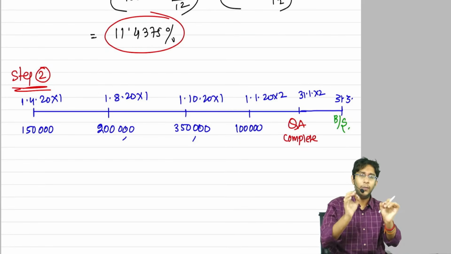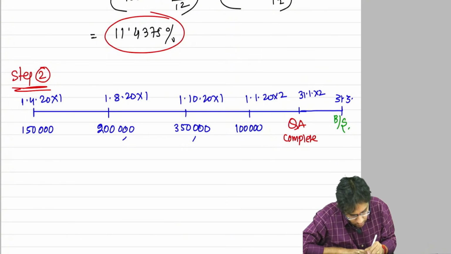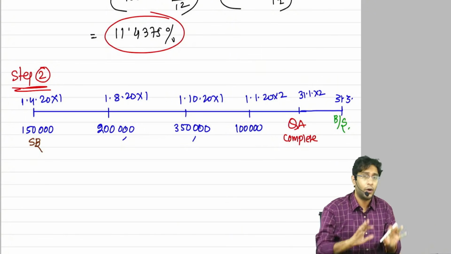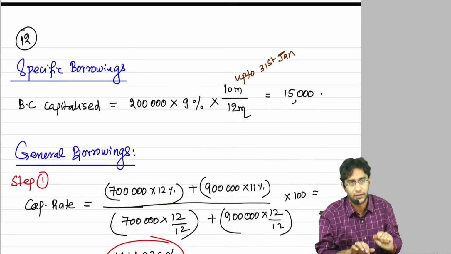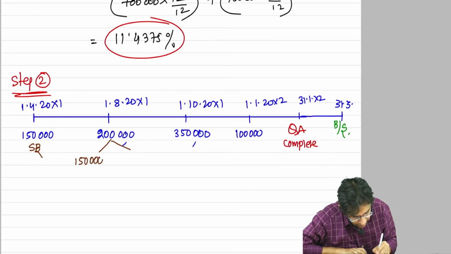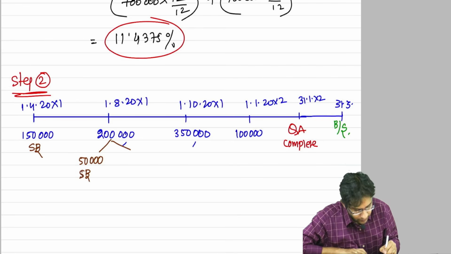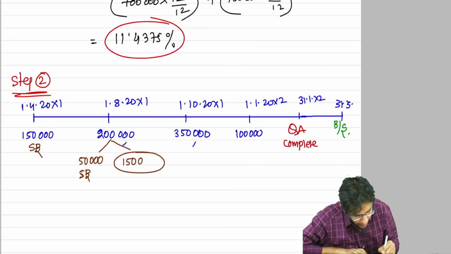You should write the timeline perfectly. Answers will fall perfectly. Now see here. Is it totally specific borrowing? I'm not interested in this because I already capitalized that here. 2 lakhs, and 50,000 is also specific borrowing. I don't have a problem. The remainder 1,50,000 is funded out of general borrowings. These are all funded out of general borrowings.